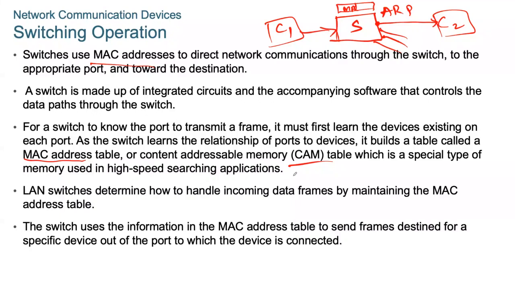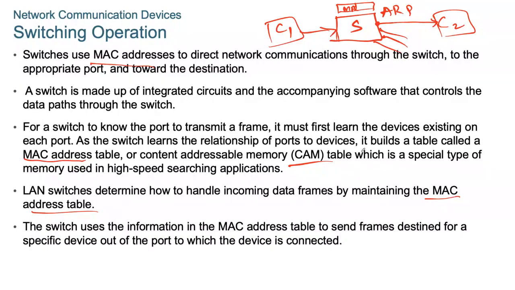A switch builds the MAC address table by just recording the MAC address of each device that is connected to each of its ports. We call that your MAC address table, or ARP table. Then the switch uses this information in the MAC address table to send frames destined for a specific device out of the port to which the device is connected. There is a two-step process performed on every Ethernet frame that enters a switch.